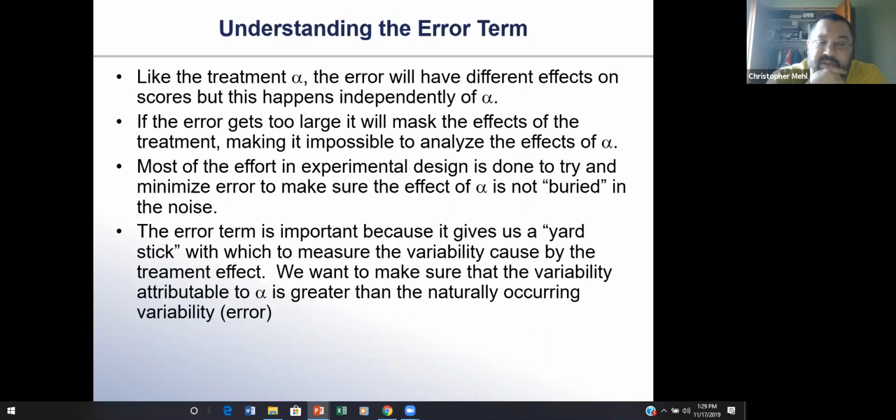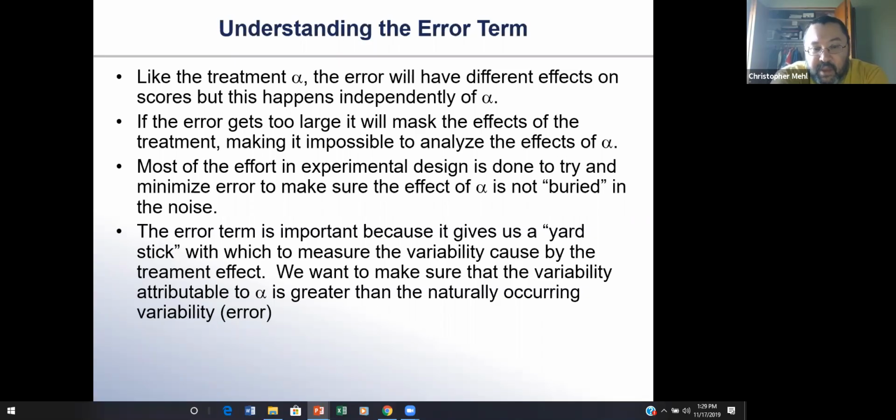Okay, so let's talk a little bit more about that error term. Like the treatment, the error is going to have different effects on the scores, but these effects happen independently of the treatment effects. If the errors are too large, then it's going to mask the effects of the treatment, which means it will be impossible to analyze whether your treatment is significant or not.